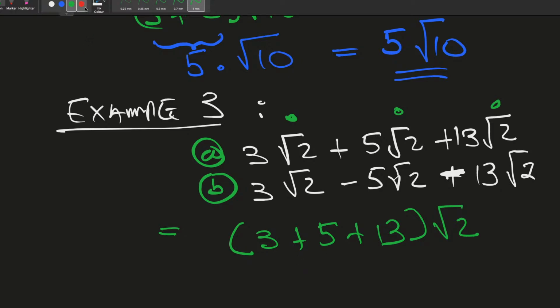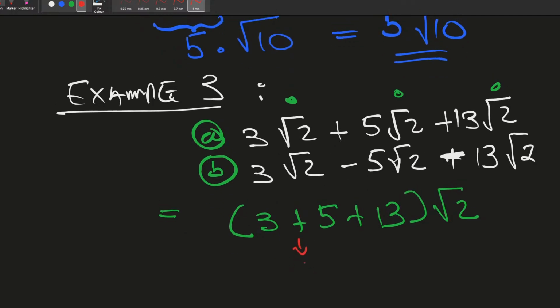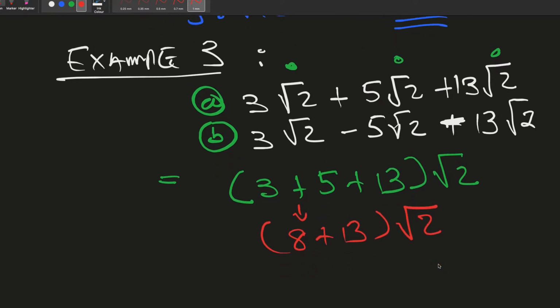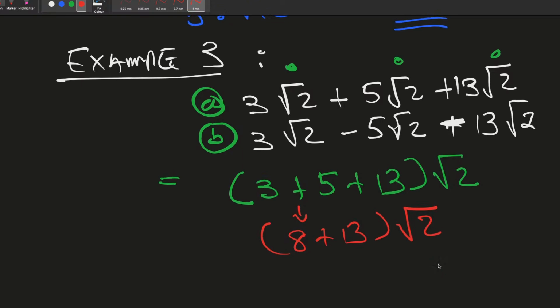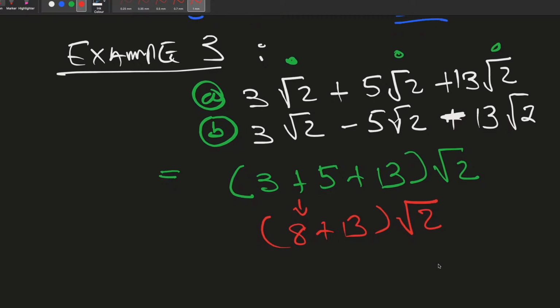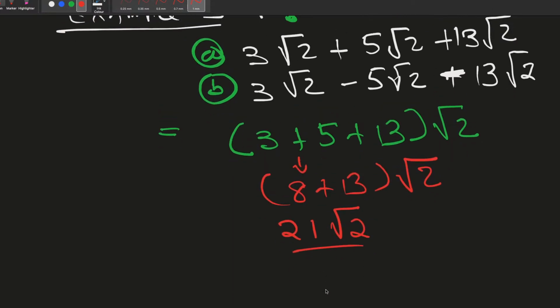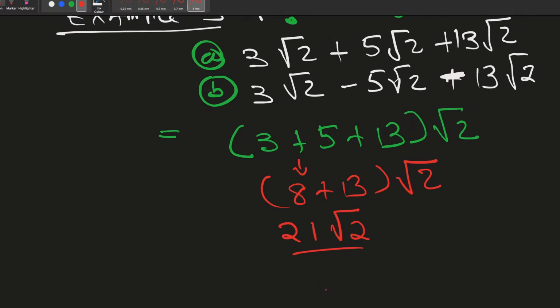Okay, 3 plus 5 here is 8, plus 13, into bracket root 2. And we know that when we add 8 to 13, we are going to get 21. So that will give us 21 root 2. That's our answer.